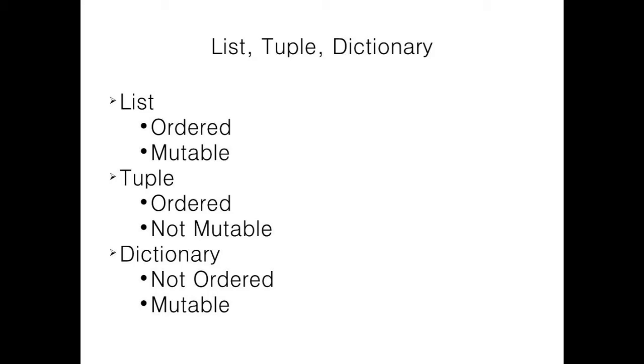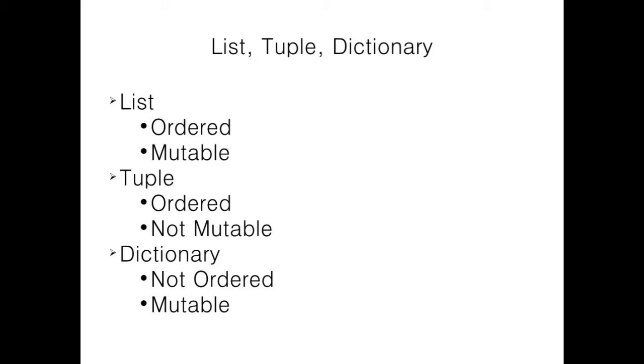This is a simple comparison between the three composite variables. We talked about list and tuple before. A list is an ordered sequence, and it is a mutable variable. Ordered means the sequence has a meaning in it, and mutable means that you can change its value after the creation of the variable.